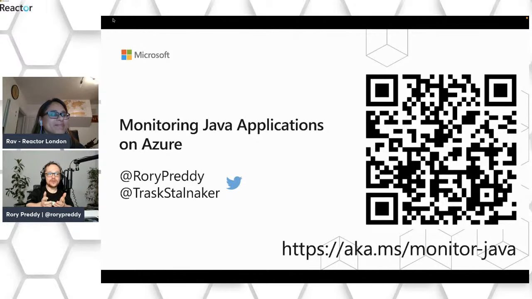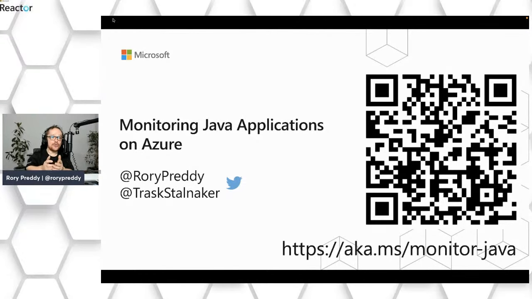Great, thanks so much. We've got a lot to show and some really great examples that we're going to do. So let me first start by introducing myself. My name is Rory Preddy, and I'm a cloud advocate, a developer advocate for Microsoft, focusing on Azure and Java. I also do accessibility and diversity for Microsoft.